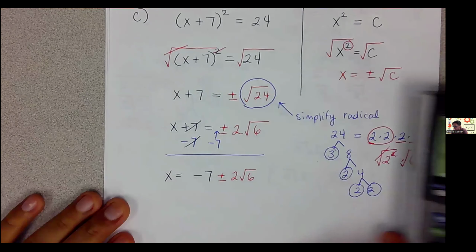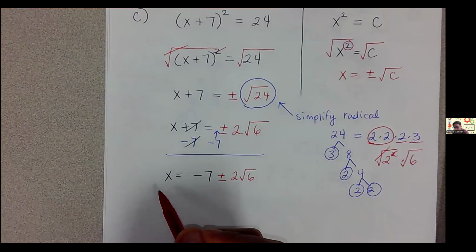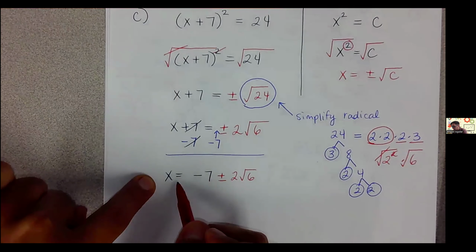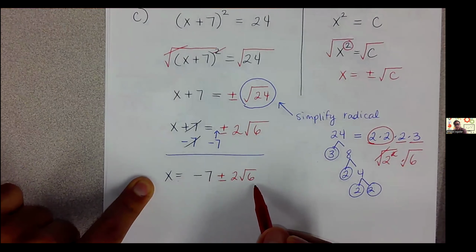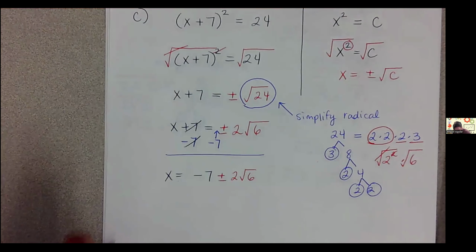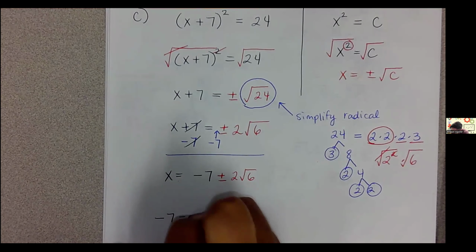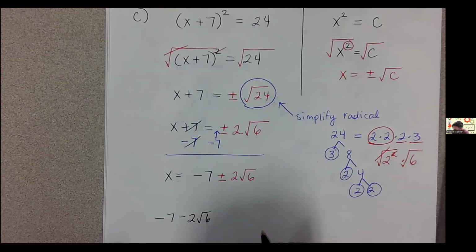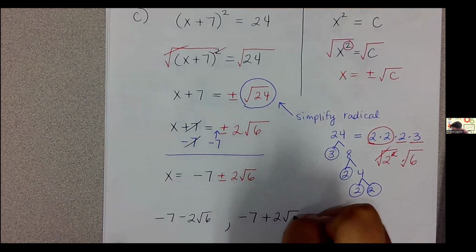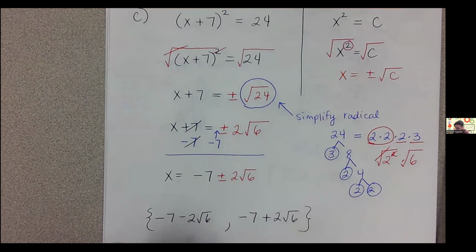But you need to get used to saying to yourself, as long as I get x by itself, x, not x squared, not 2x, not negative x, as long as it's just x is equal to this expression, then you're done. So realistically speaking, there are two solutions here. The first solution is negative 7 minus 2 root 6. And the second solution is negative 7 plus 2 root 6. It doesn't matter what order you put that in, but those represent your two solutions.